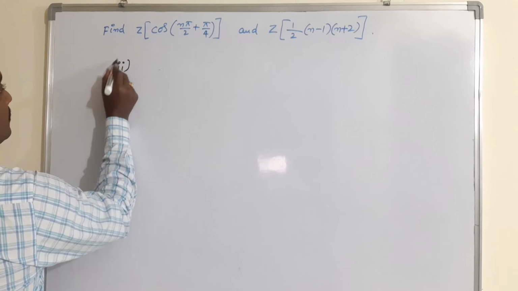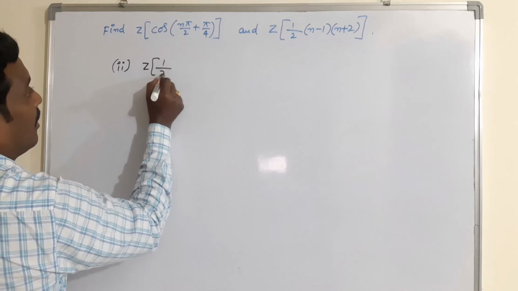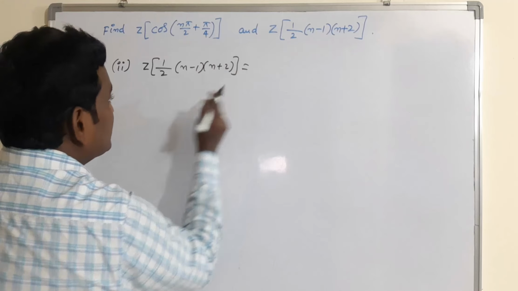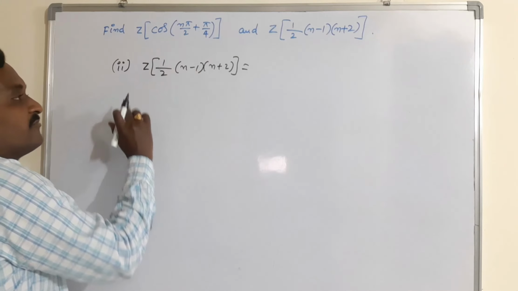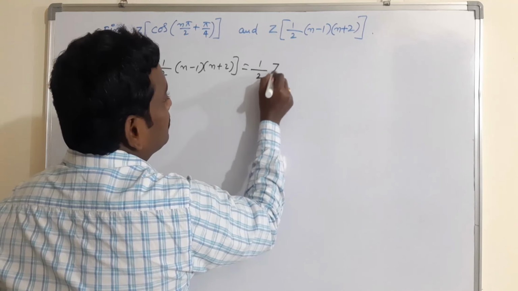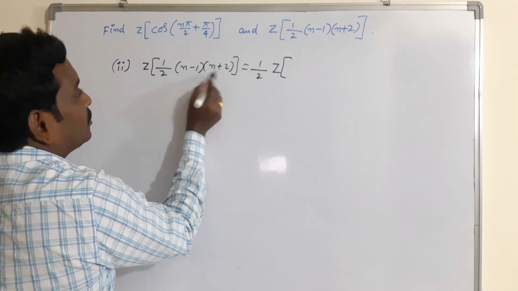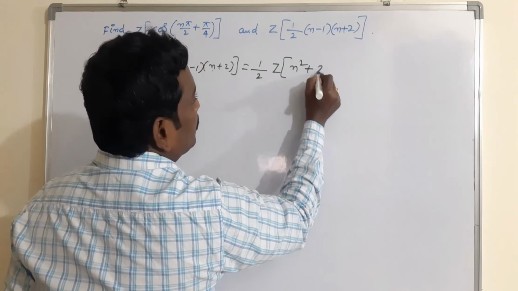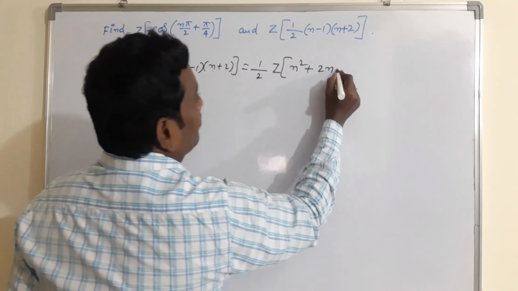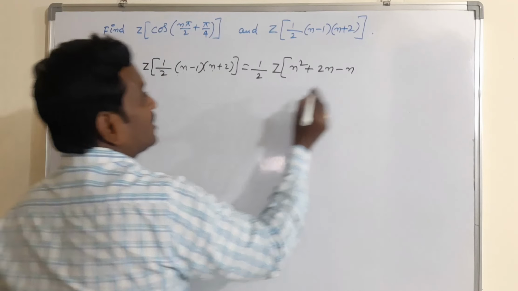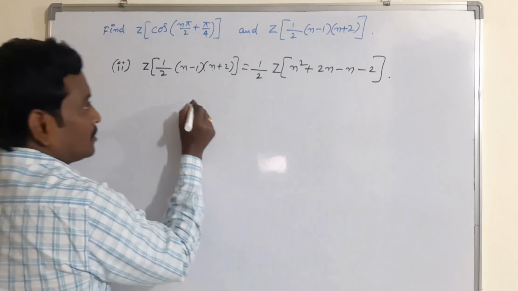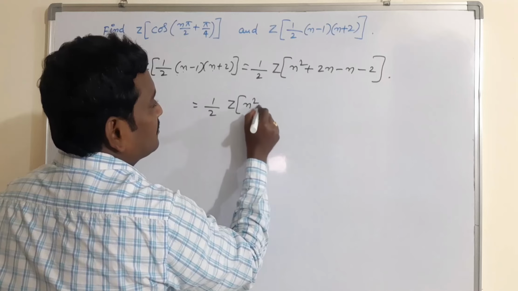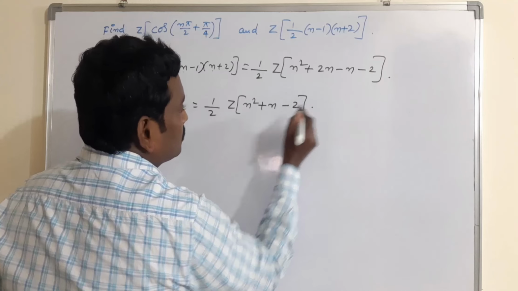See the second one. Z transformation of (n minus 1) into (n plus 2) is equal to, since this is the constant term right outside of the operator Z, so Z transformation of, multiply both terms, n into n is n square, n into 2 is 2n, minus 1 into n is minus n, minus 1 into plus 2 would be minus 2. So Z transformation of n square, 2n minus n becomes n, minus 2.